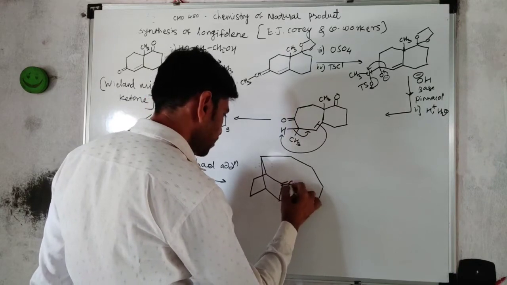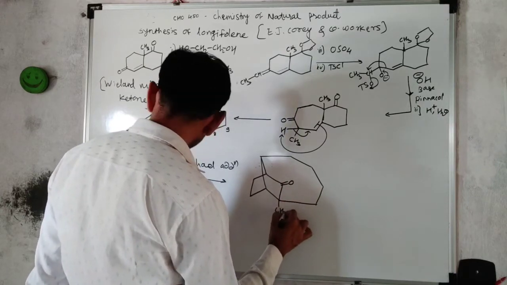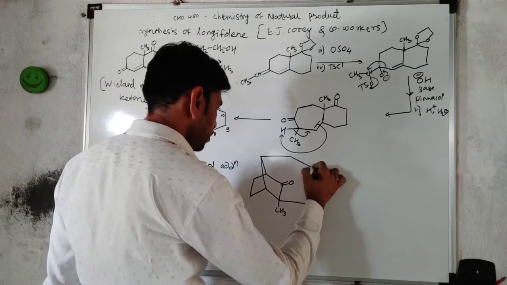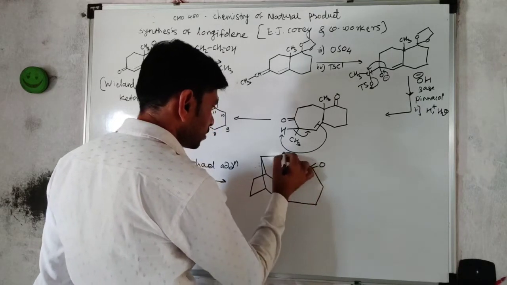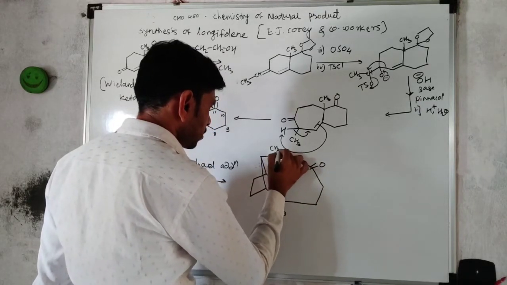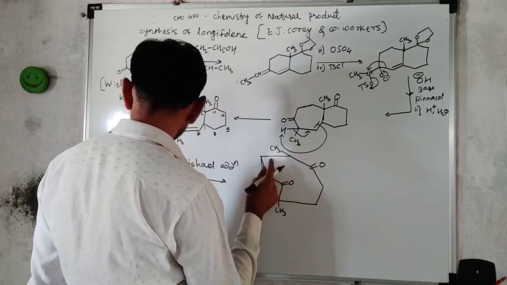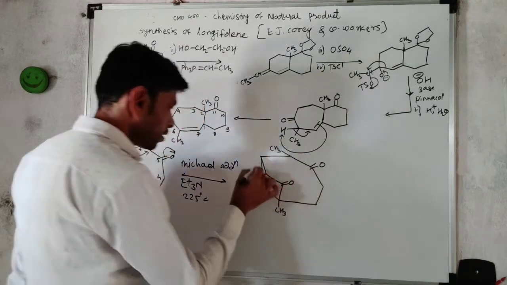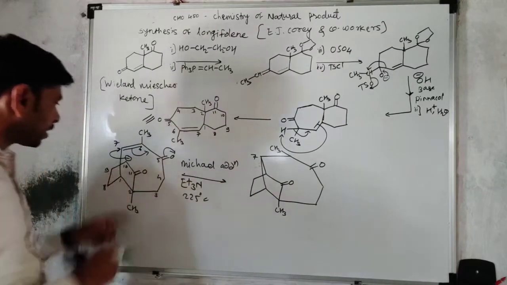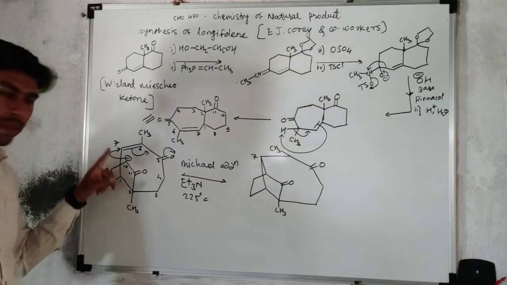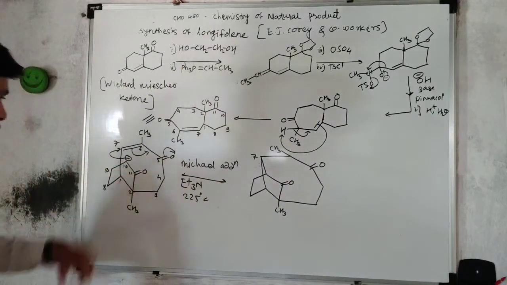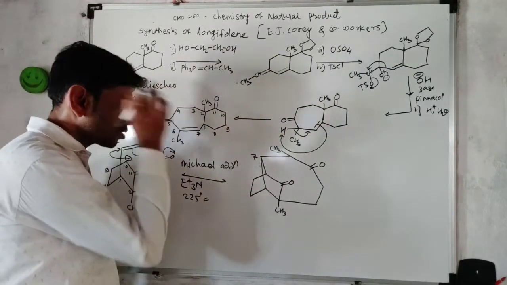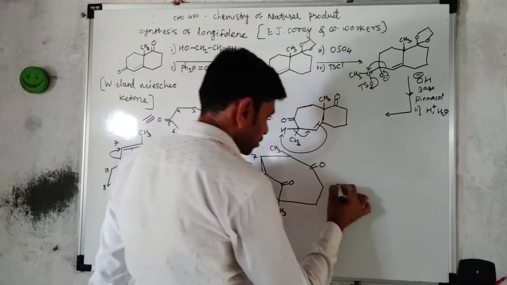Remaining group as it is. Here CH3 group is there. This carbonyl group remains as it is, and this is CH3 group here. This CH3 group, and now a bond gets attached here. 7 to 10 bond formation. Carbon number 10 and carbon number 7, there is a bond formation. So this type of bond formation leads to this structure.